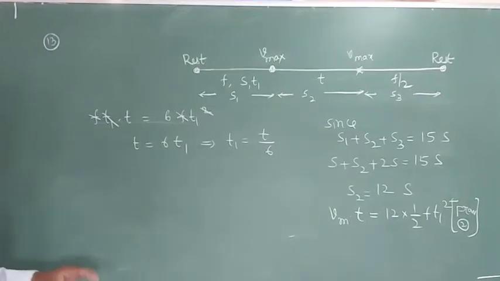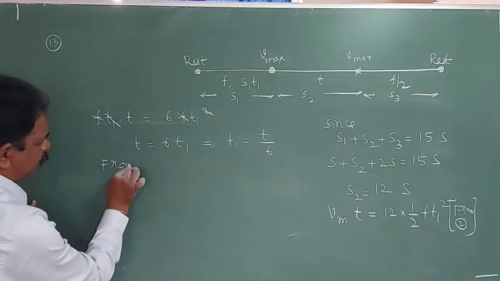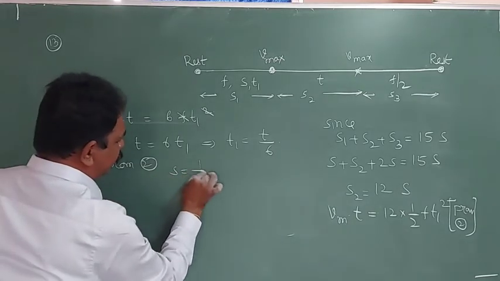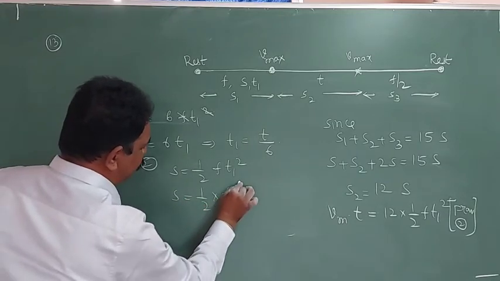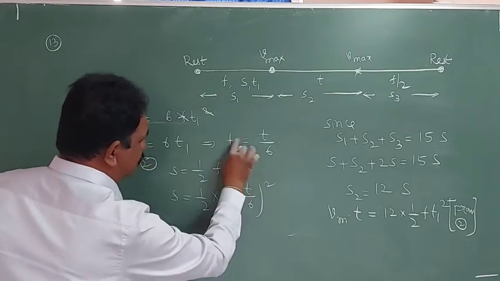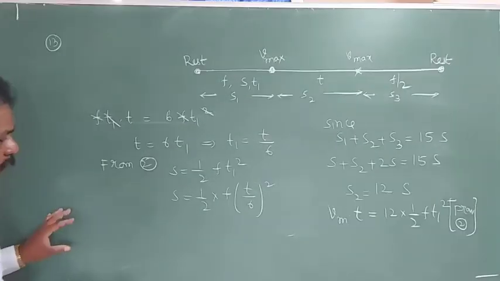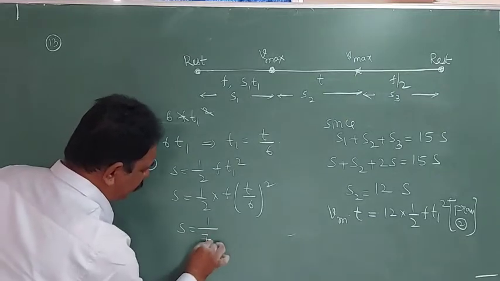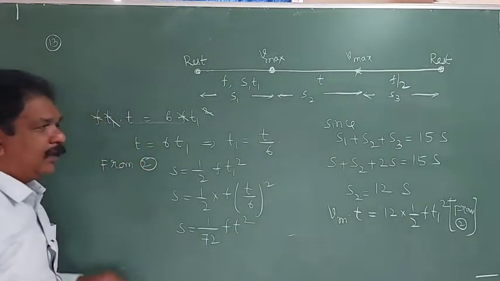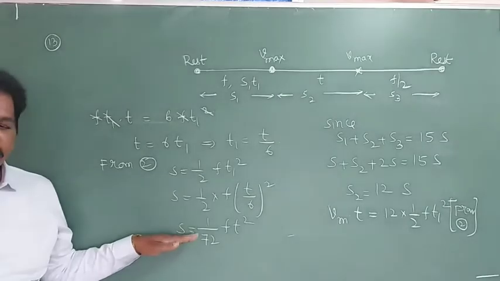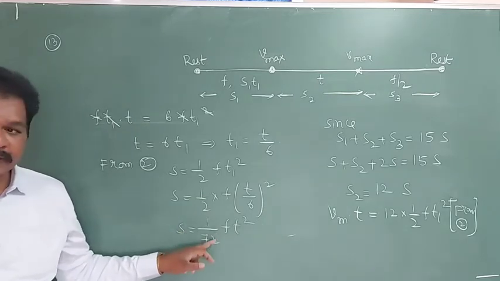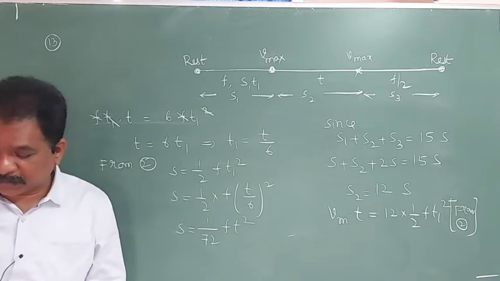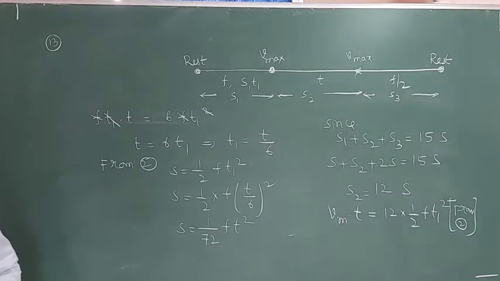Then use equation 2 again. S is equal to 1 by 2 ft1 square. 1 by 2 f, t1 value is t by 6. So totally it becomes 1 by 72 ft square. A little bit lengthy problem. Listen once again, you can easily understand. Next, 13 completed. Next see the 14.